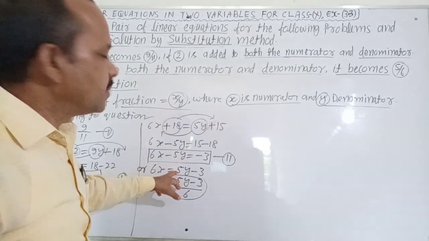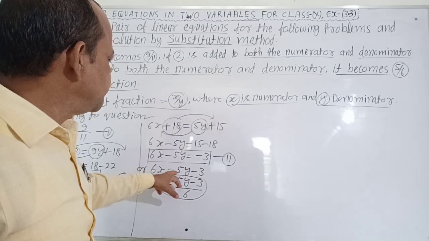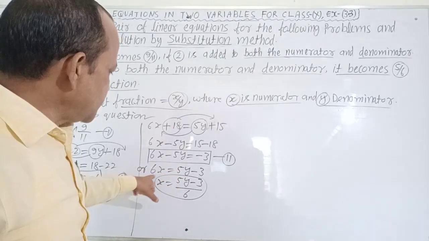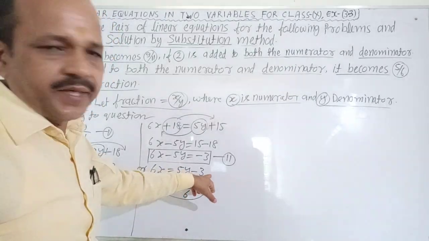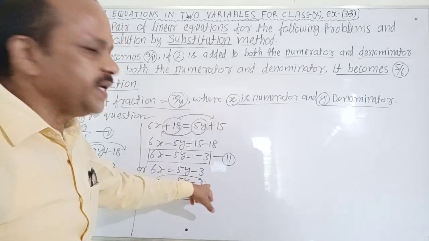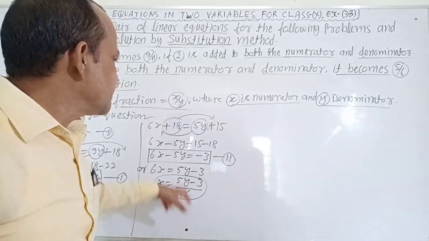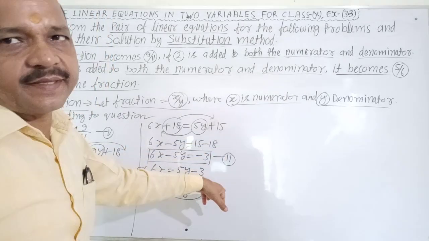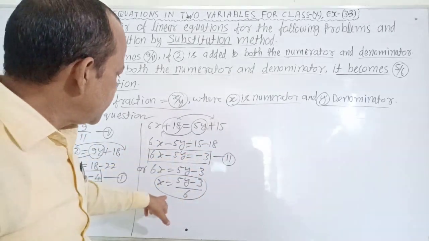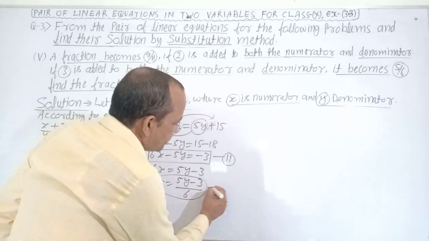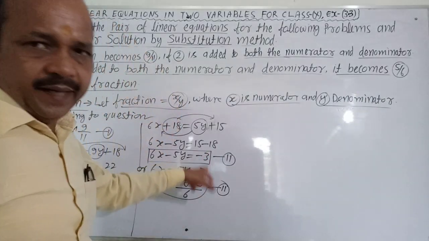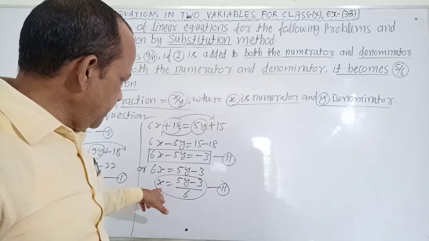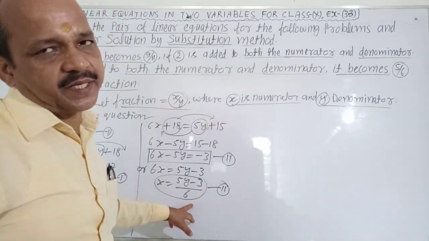Here, 6x equal to 5y minus 3, x equal to (5y minus 3) by 6. Here minus 5y, you can write it on the right side. Clear? It is equation second. Clear? Equation second becomes x equal to (5y minus 3) by 6. Clear?